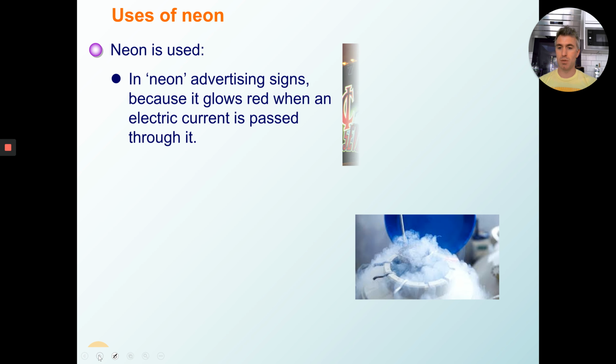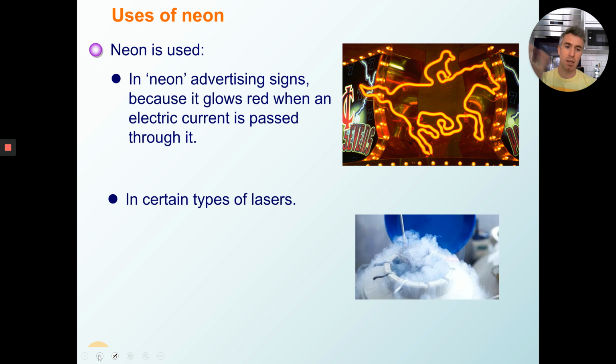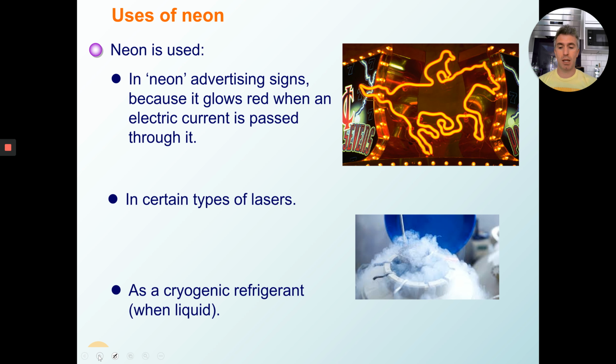Neon is used in neon lights, the lights that you see on shop windows and bars and pubs and roller discos and bowling alleys and things like that. What happens is if you put electricity through it, it glows. It's not a chemical reaction, it's just glowing. The electrons are jumping up energy levels. It's used in lasers, or some lasers, and it's used as a cryogenic refrigerant when you want to make something really cold really quickly.